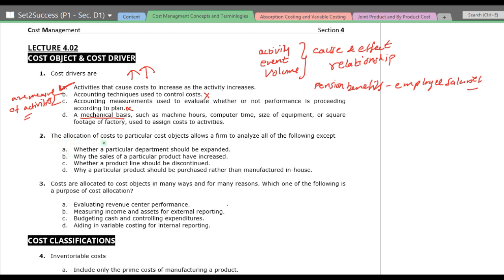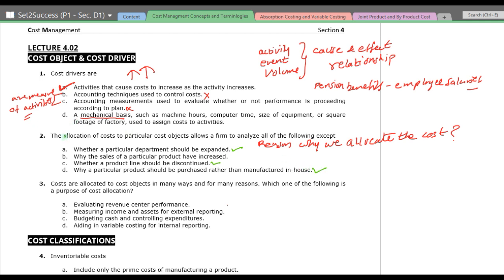Next, the allocation of cost to a particular cost subject allows a firm to analyze all of the following except. So they are asking for the reasons why we allocate the cost. Reasons why we allocate the cost: whether a particular department should be expanded, whether a product line should be discontinued or continued, and why a particular product should be purchased rather than manufactured in-house.